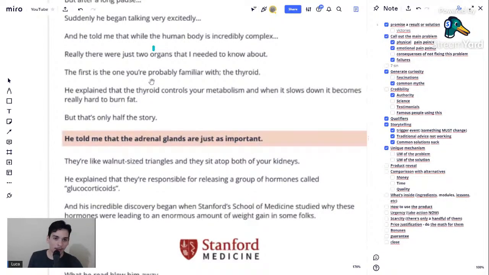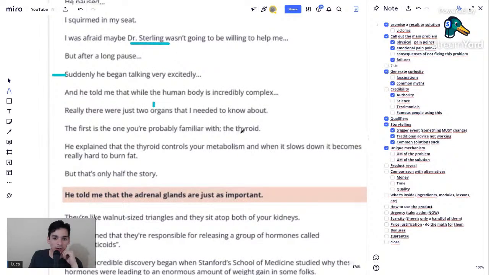It's where the unique mechanism of the problem starts, right? Here. Suddenly he began talking very excitedly. He told me that while the human body is incredibly complex, really there were just two organs that I needed to know about. The first is the one you're probably familiar with, the thyroid. He explained that the thyroid controls your metabolism, and when it slows down, it becomes really hard to burn fat.